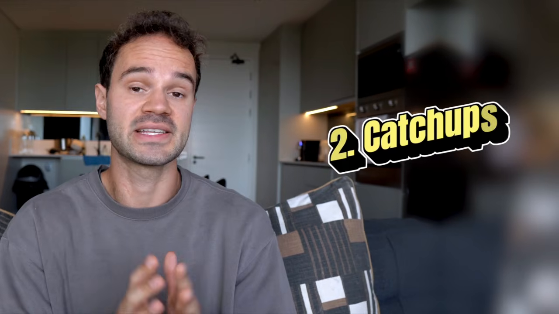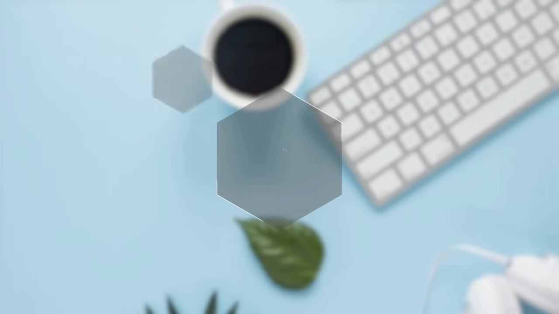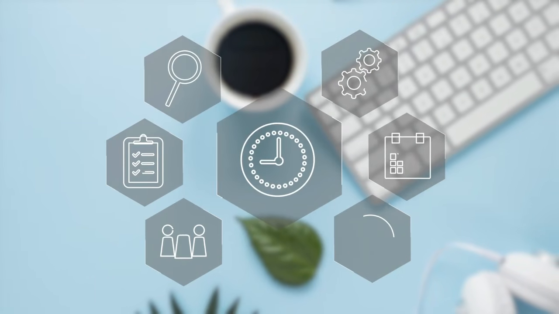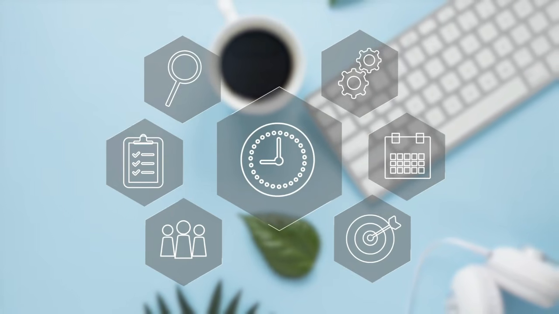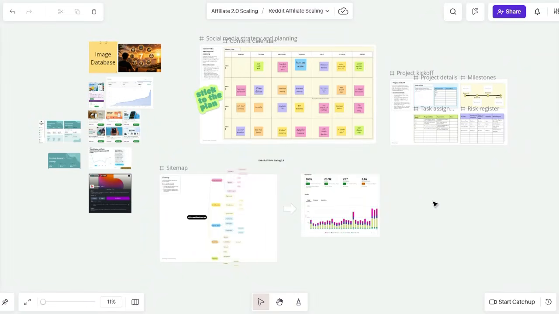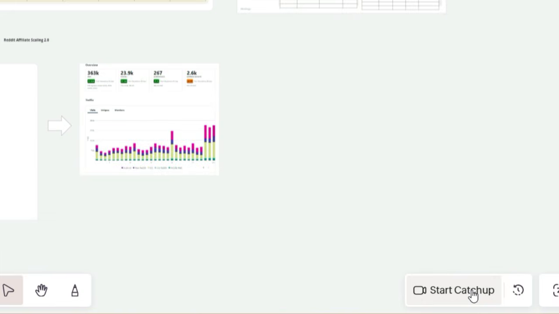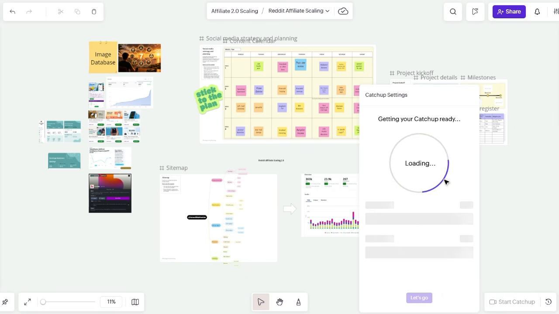Now, a second feature of Vani that really caught my eye and one that I think is super useful for teams is its Catchups feature. And really, this is an efficient way to make sure that everyone on your team is staying up to date with different tasks and the project progression, so everyone is on the same page. And so if you click the Catchups button in the bottom right of Vani, you can host a live call with your team within your Vani canvas.